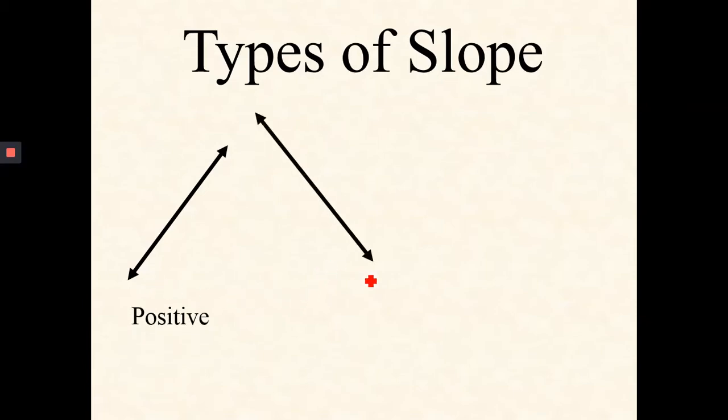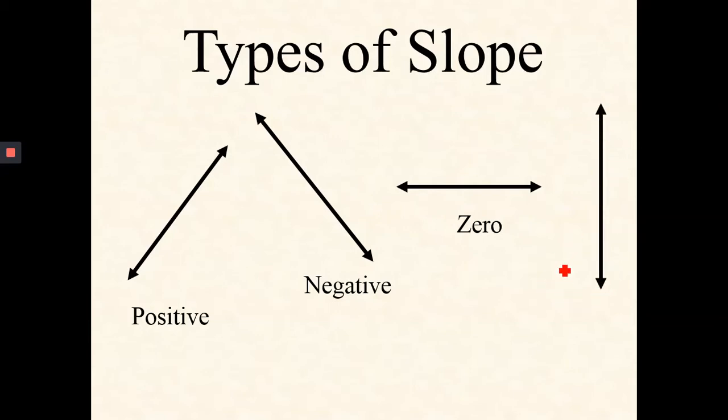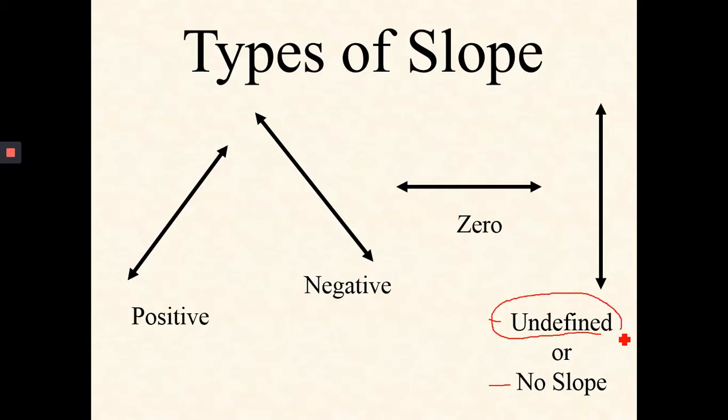To sum it up, if the line rises to the right, then that is positive. If the line falls to the left, then that is negative. If the line is a horizontal line, the slope is always 0. And if the line is a vertical line, then the slope is undefined or no slope. Okay? Generally speaking, if the line is a vertical line, we always say undefined.